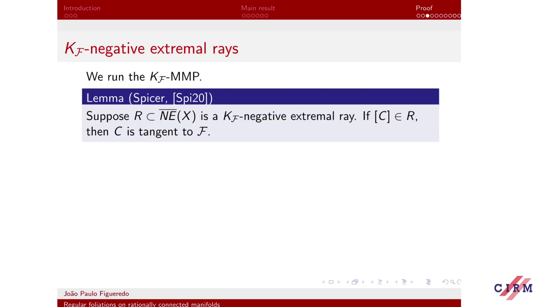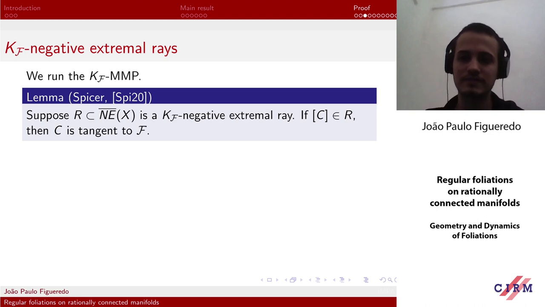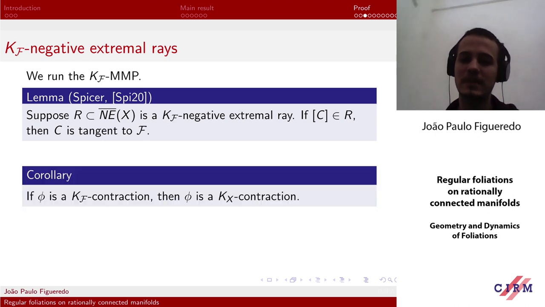So suppose R is a negative ray. If C is a curve whose class lies in R, then C is tangent to F. So this implies what I just said. In particular, by the Bott connection, we have this corollary. If phi is a K_F contraction, then phi is a K_X contraction.